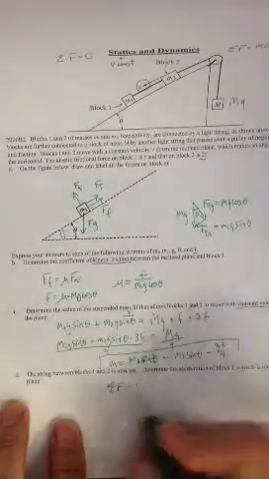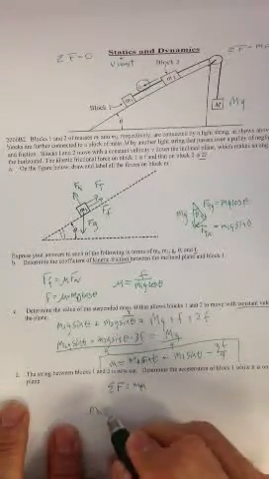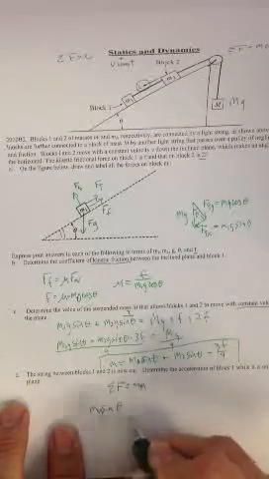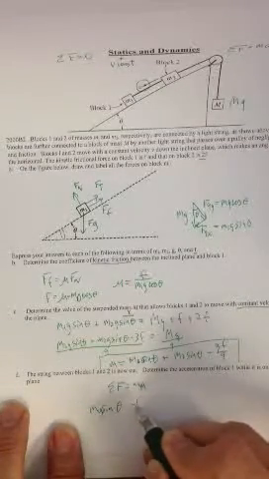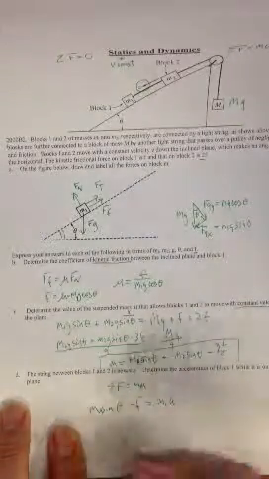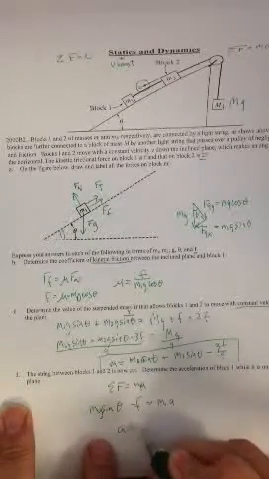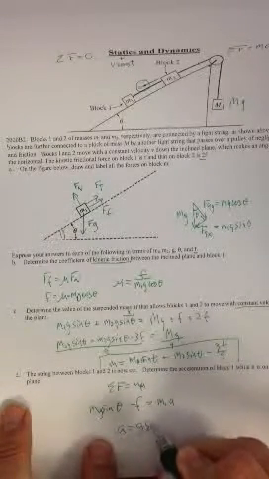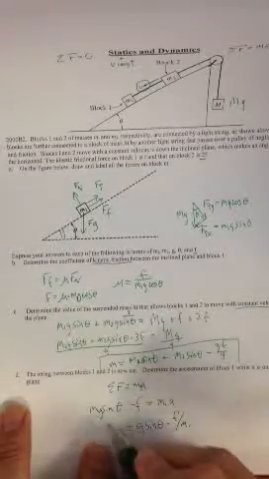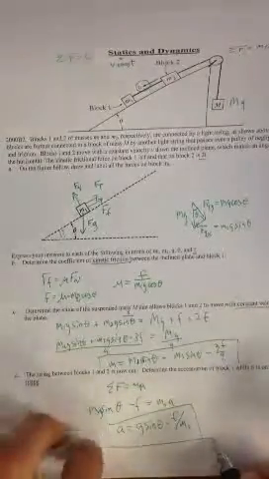And all my forces, all I have left is m1g sine theta and f. Everything else goes away because it was for the other block. That has to equal m1 times a. So pretty simply I can solve for a. a equals g sine theta minus f over m1. And I'm finished with my problem.